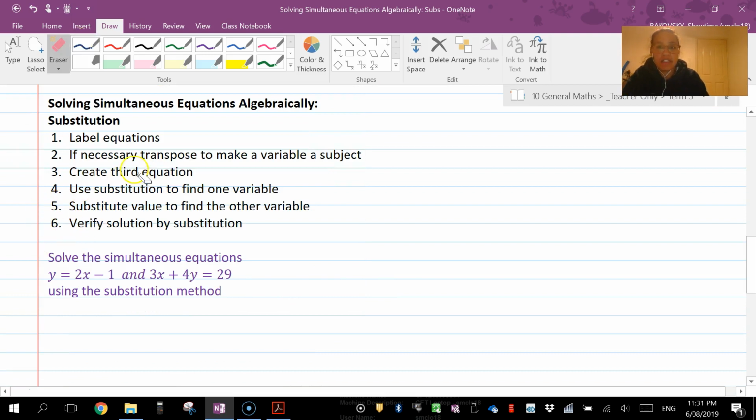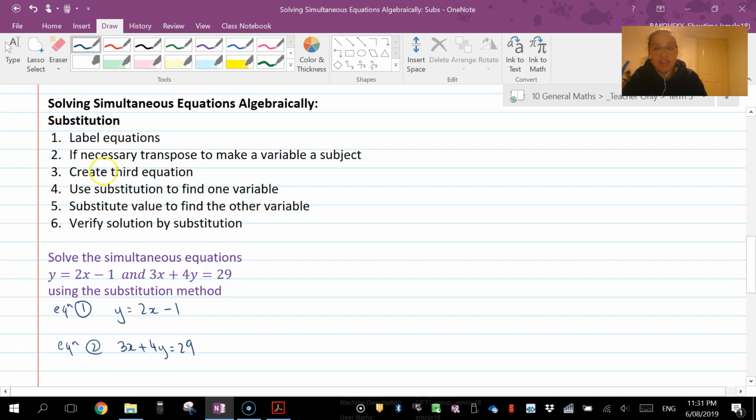Here we go. Let's solve simultaneous equations algebraically. First thing we're going to do is label our equations. So it's saying solve simultaneous equations using the substitution method. This is 1, this is 2. I'm going to call them equation 1, y equals 2x minus 1. Equation 2 is 3x plus 4y equals 29. So now I've labeled my equations.